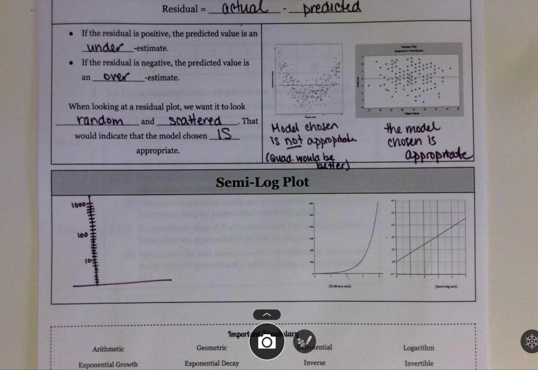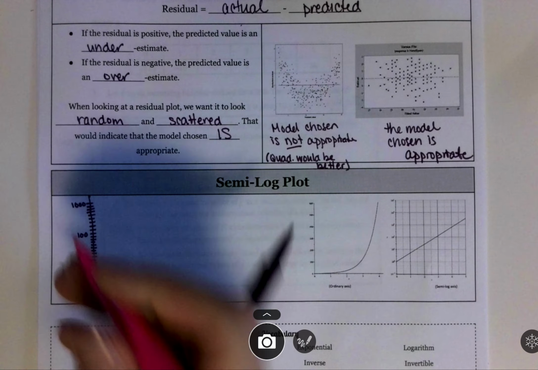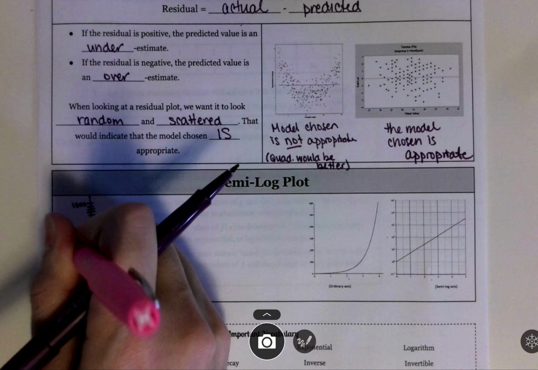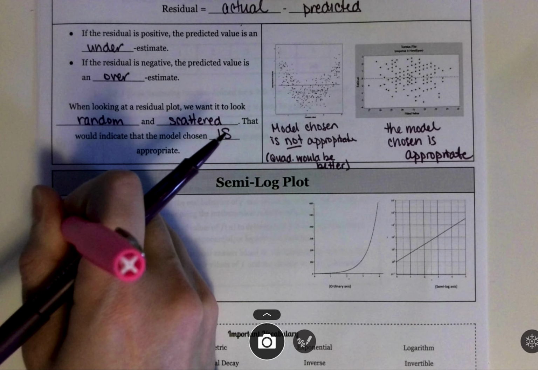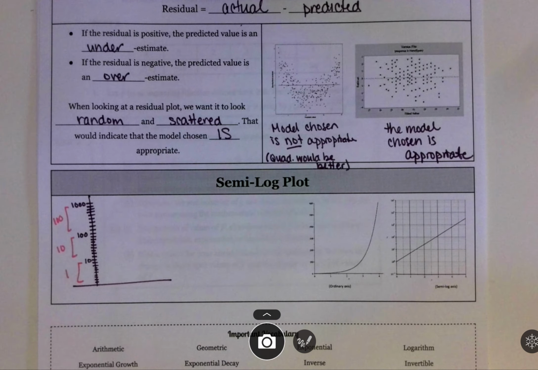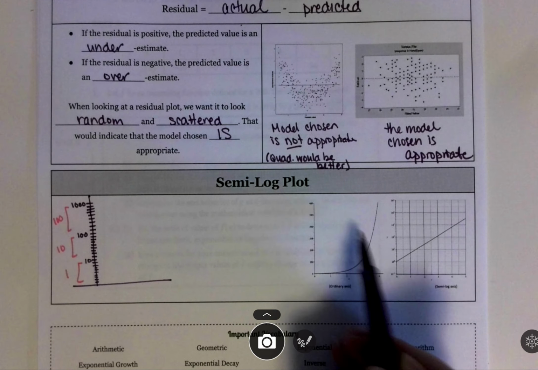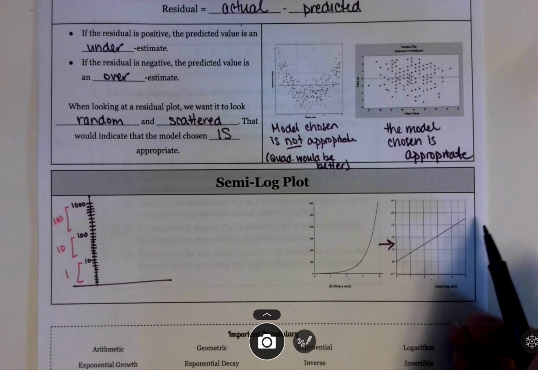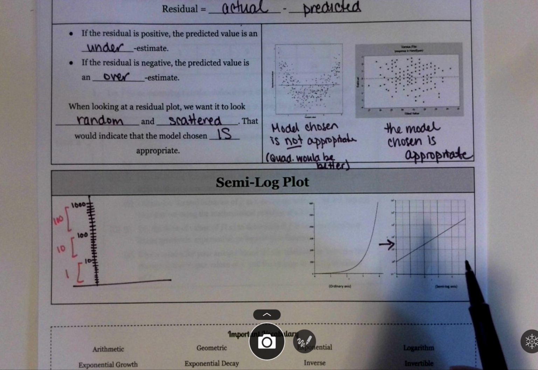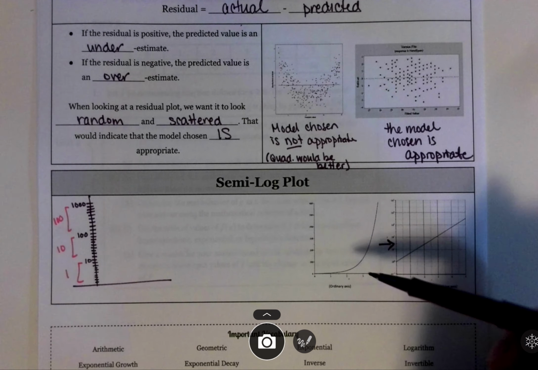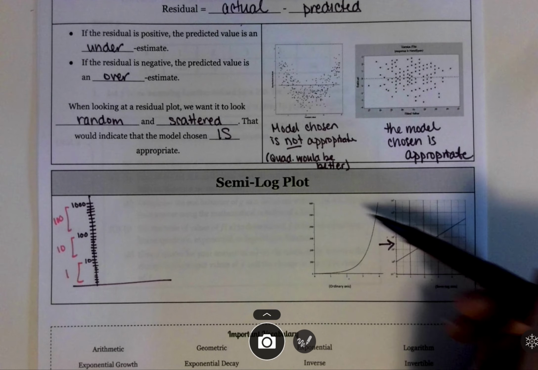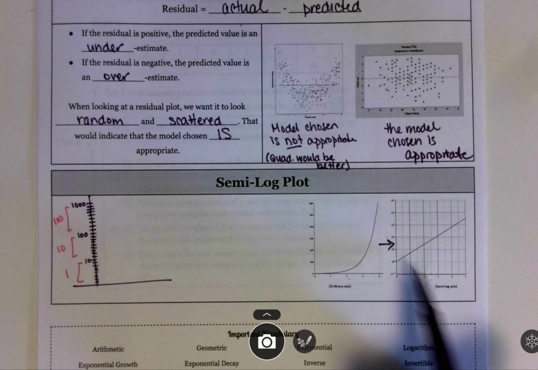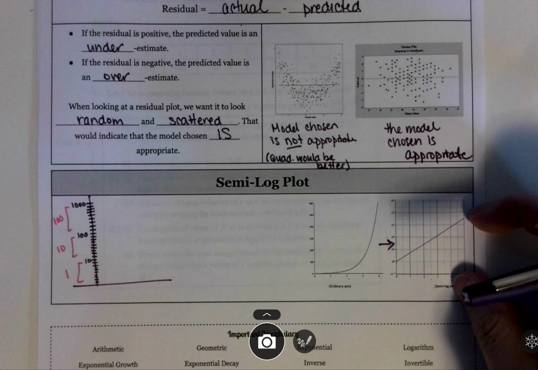Sometimes you'll see it as 10 to the power of 1, 10 to the power of 2, 10 to the power of 3. But our scale changes. So this is by ones, this is by tens, and these are by 100. The point of semi-log paper is we can take any exponential graph, and when we graph it onto semi-log paper, it appears linear. When we're looking at real life data, sometimes the values increase so drastically that we can't get an accurate picture of what's going on. That is why we use semi-log paper. We can fit more on a graph if it appears linear.